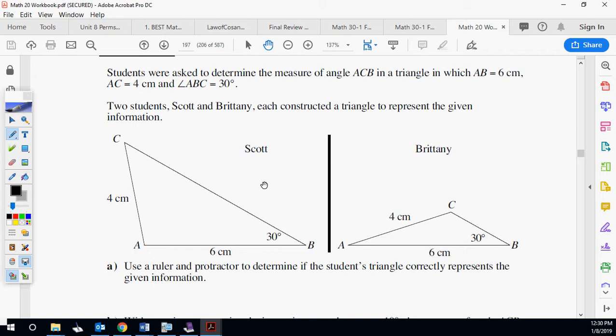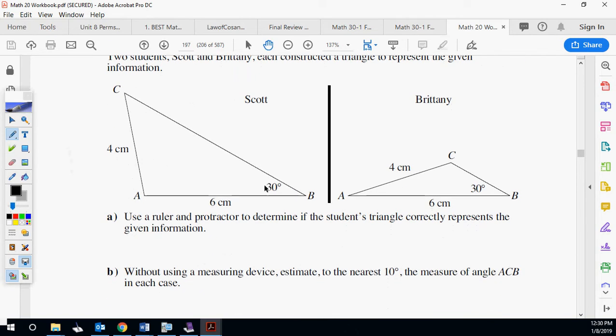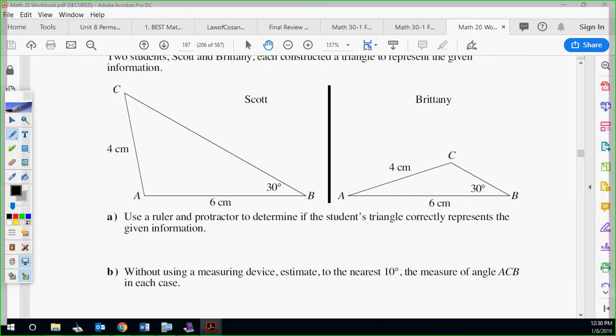Okay, so it says use the ruler and protractor, like I was talking about, to represent the given information. So they're saying measure, is that actually 30 with your protractor? Yes, it is. Those are actually 30s. Without using a measuring device, estimate to the nearest 10 degrees the measure of angle ACB. So what do you think ACB is here?